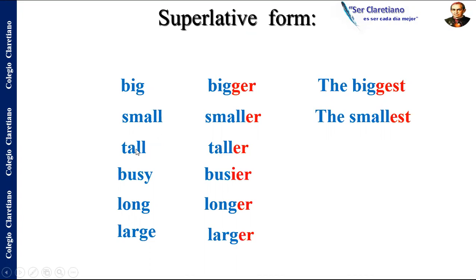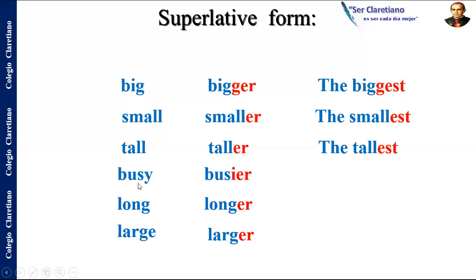The pronunciation, listen: this is tall, taller. Again, pay attention: small, smaller, the smallest. Now listen, tall, taller, the tallest. Excellent. You see? The pronunciation is similar. It does not change the pronunciation. This is busy, busier.